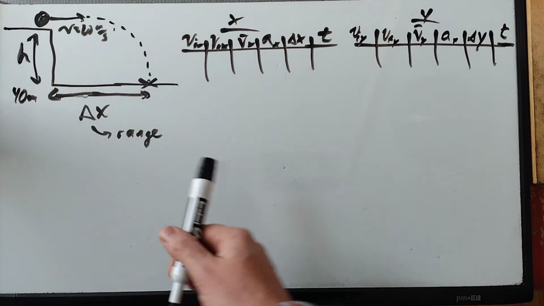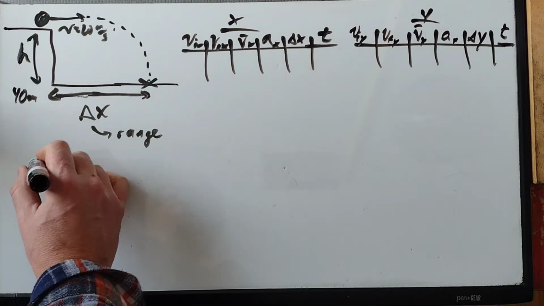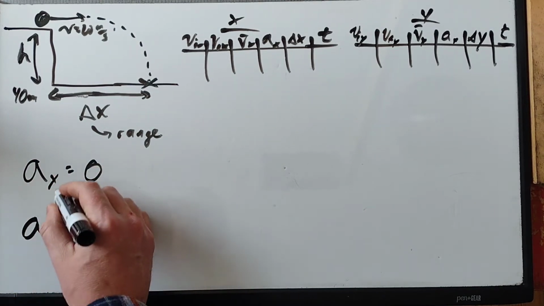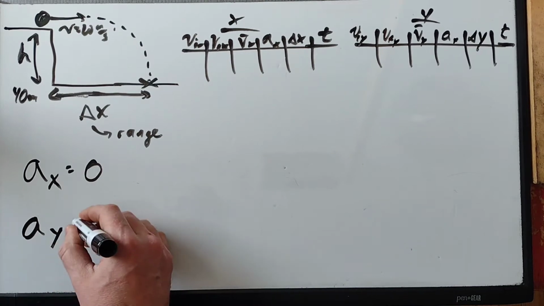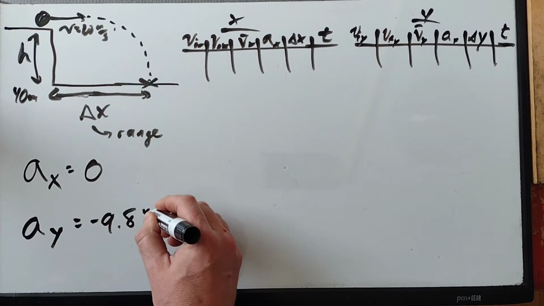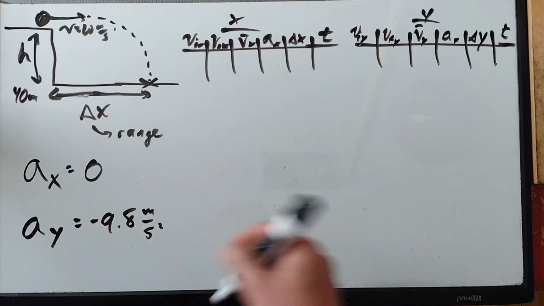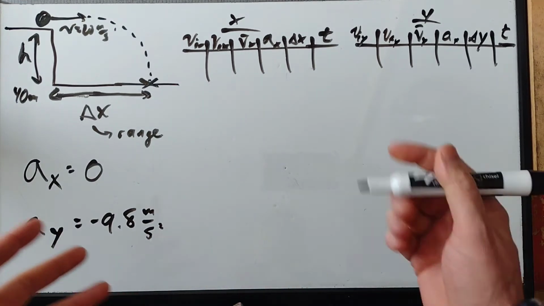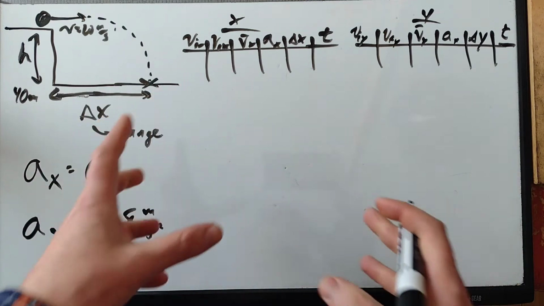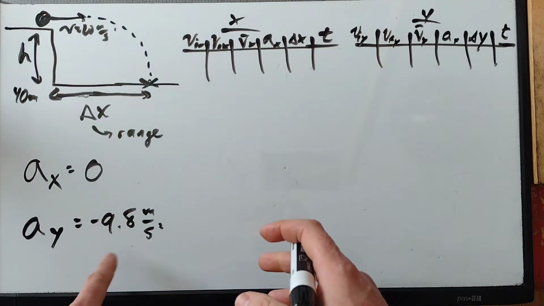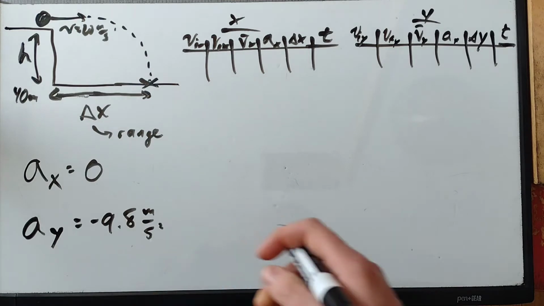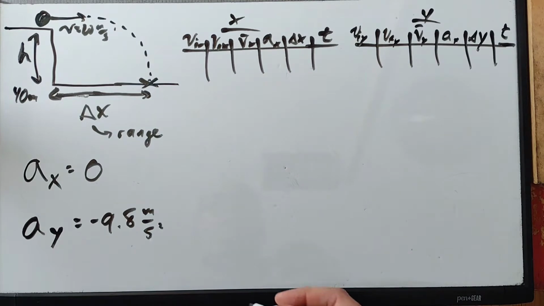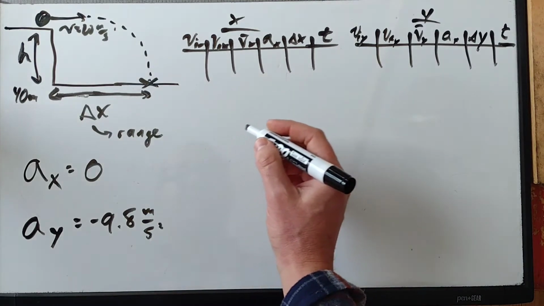Now, the takeaway from the lab, the whole point of the lab, was to prove that the acceleration in the x direction is always 0, and the acceleration in the y direction is negative 9.8 meters per second squared. Now, we usually will round that to 10, but for projectile motion, if we're really trying to figure out where this is going to land, we want to make sure that we've got that dead on, all right? So negative 9.8 meters per second squared.